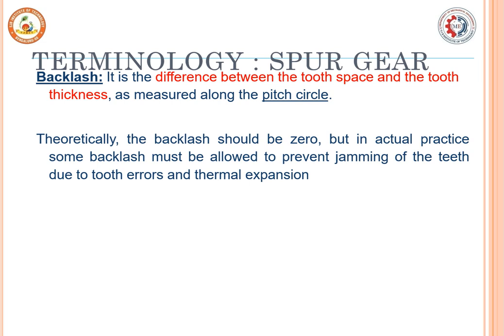What is the backlash in the spur gear? It is the difference between the tooth space and the tooth thickness, measured along the pitch circle. Backlash should ideally be 0, but in actual practice some backlash must be allowed to prevent jamming of teeth due to tooth errors and thermal expansion. So backlash is an important part of what we consider. If you make a forward and backward motion of a gear, you will be able to come to know whether it has backlash or not.